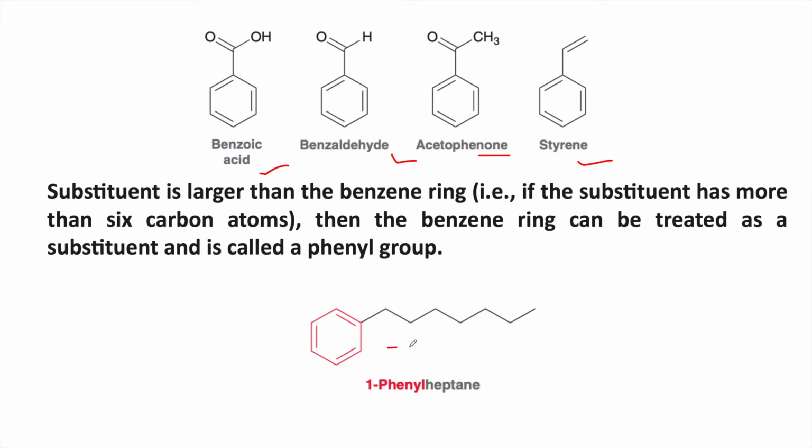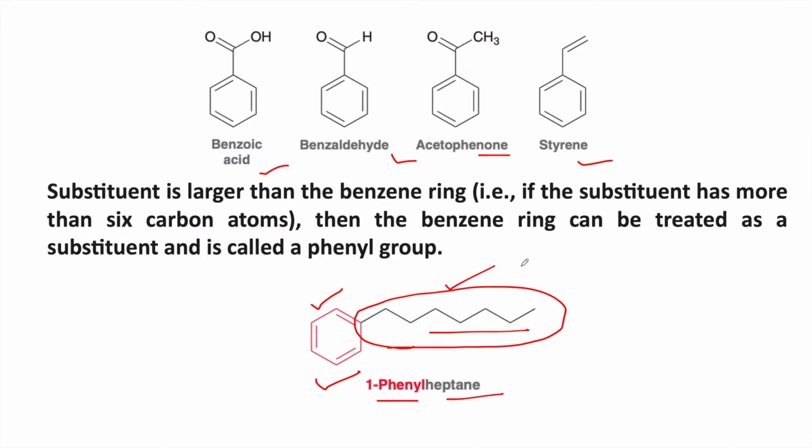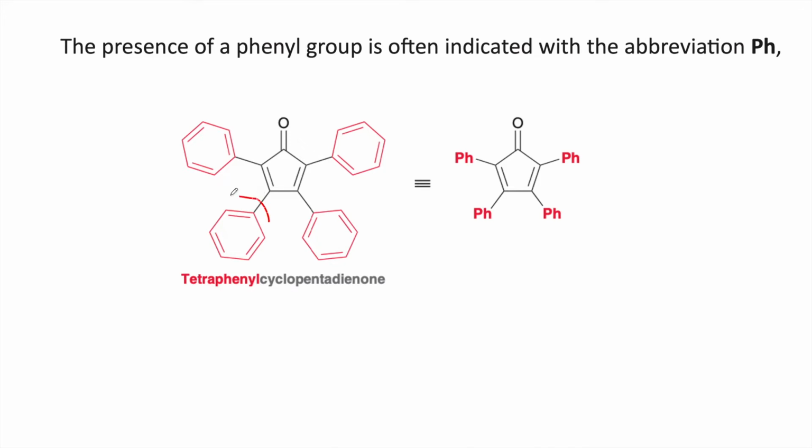But sometimes the substituent part becomes long compared to benzene, and then we take benzene as a prefix and this part as the parent part. Benzene is carbon 6, and if you see this part, it is C7. So this C7 becomes heptane, which is the parent, and now benzene is the substituent. Whenever benzene is the substituent, we write it as phenyl. So it becomes 1-phenyl heptane. Whenever you see benzene as a substituent, you can simply write it as Ph. This represents phenyl. So instead of drawing the complete structure of benzene, just write it as phenyl, Ph.